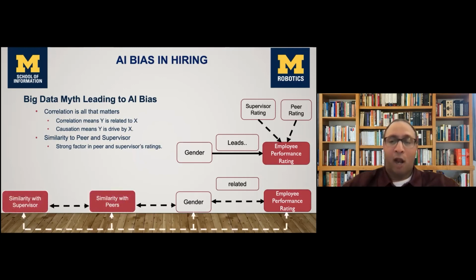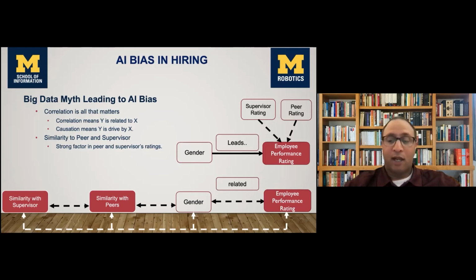So here's what happened in our analysis. It turns out we found that gender is related to employee performance rating, but it's really related because similarity in peers and supervisor is what determines your actual score in the rating, right? And so if most of the peers are men and most of the supervisors are men, if you're a woman, you're going to appear to perform worse, right? Gender is going to seem like an important factor in performance, when actually it's not gender that's driving it, it's similarity to the current environment.